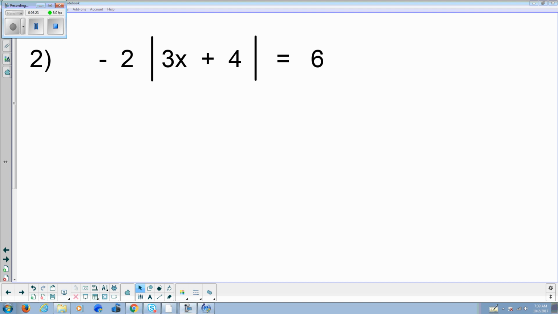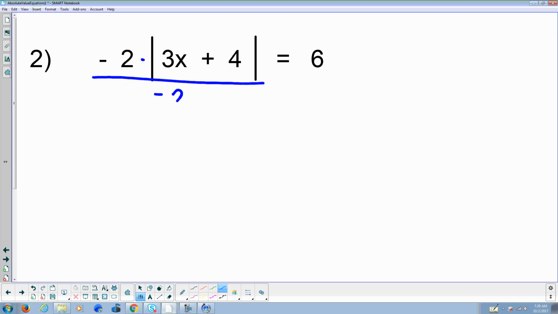Okay, let's take a look at example 2 together. Again, our first step when we're solving an absolute value equation is to isolate the absolute value portion. So in this problem, we should see that we've got this number negative 2 that is being multiplied by the absolute value expression. So in order to isolate the absolute value expression, we're going to have to divide by negative 2. And what I do on one side, I'm going to do on the other side.